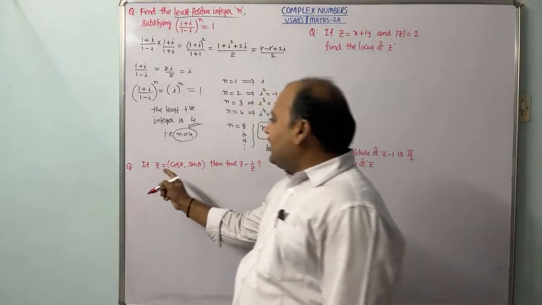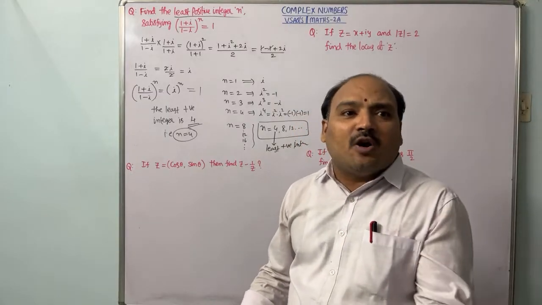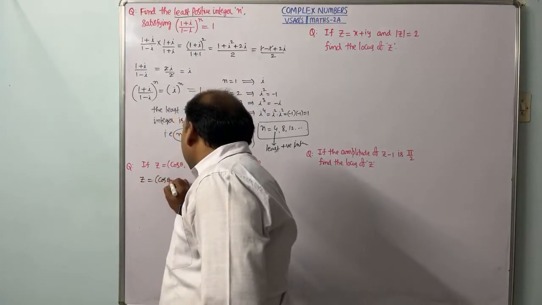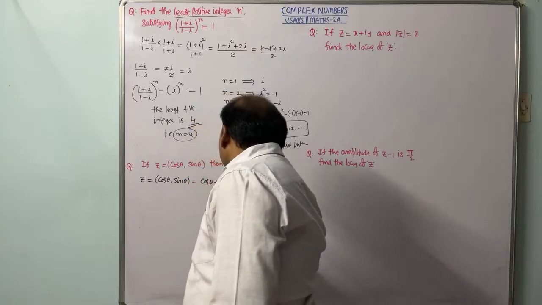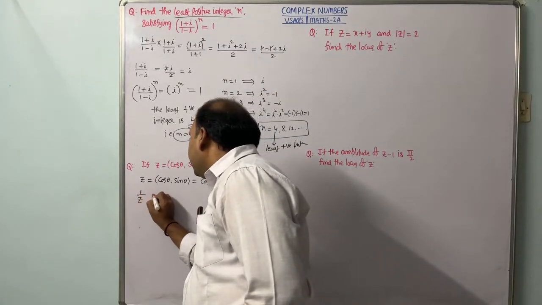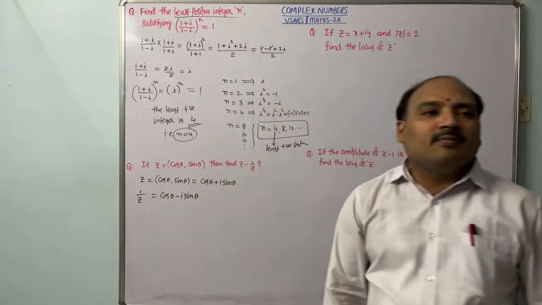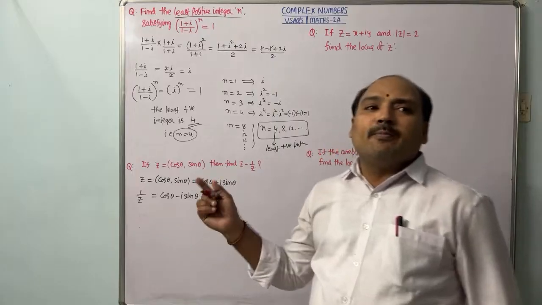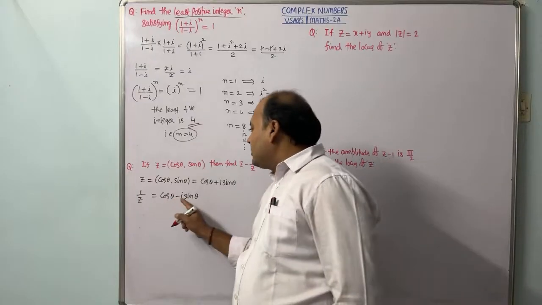Now come to this question. If z is equal to cos theta comma sin theta, a point is given in the Cartesian form, we will convert into the complex form. So z is equal to cos theta comma sin theta. This we can write as cos theta plus i sin theta. So whenever z is cos theta plus i sin theta, 1 by z is equal to cos theta minus i sin theta. We know that whenever z is x plus iy, 1 by z is x minus iy by x square plus y square. Anyway, sin square theta plus cos square theta value is 1. That's why we are writing directly cos theta minus i sin theta.